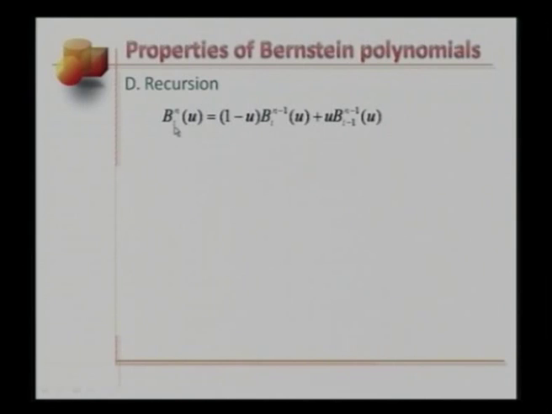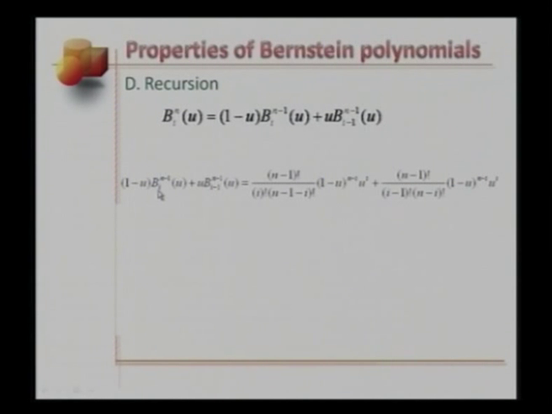The ith Bernstein polynomial of degree n can be expressed as a linear combination of the ith Bernstein polynomial of degree n minus 1 and the i minus 1th Bernstein polynomial, again of degree n minus 1, with the weight factors 1 minus u and u here. To prove this, let's start with the right hand side. 1 minus u times b_i^(n-1) plus u times b_(i-1)^(n-1).